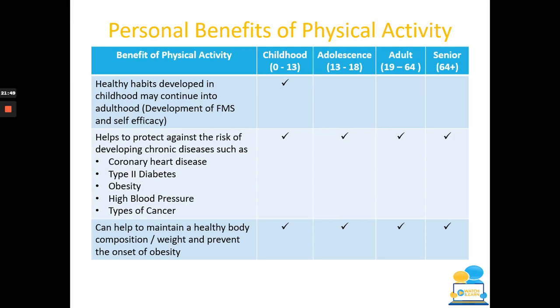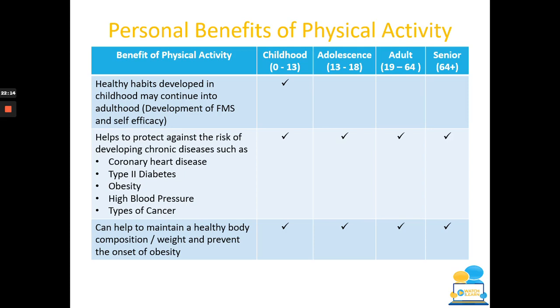Our second benefit then is to help protect against the risk of developing chronic diseases. And our evidence then is our different diseases, so coronary heart disease, type 2 diabetes, obesity, high blood pressure, and different types of cancer. And again, it's universal across childhood, adolescence, adulthood, and senior citizens as well.